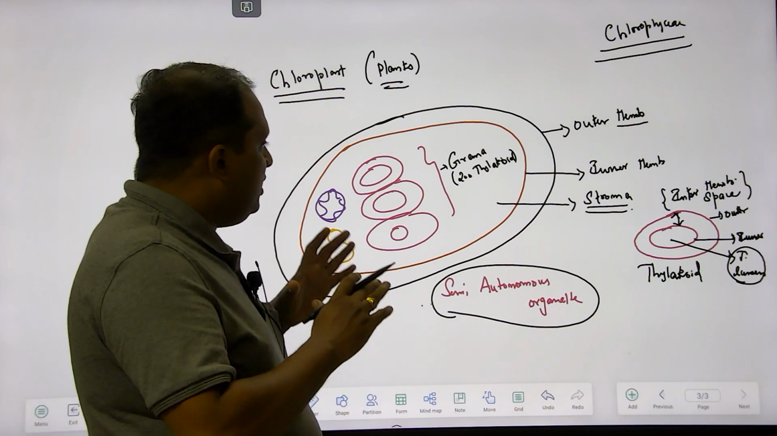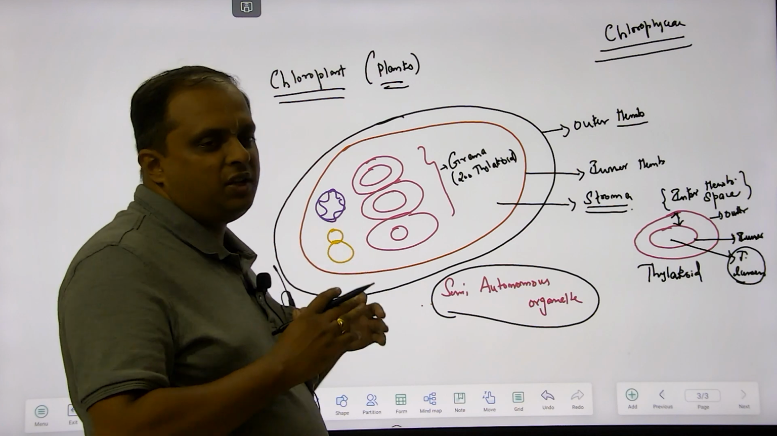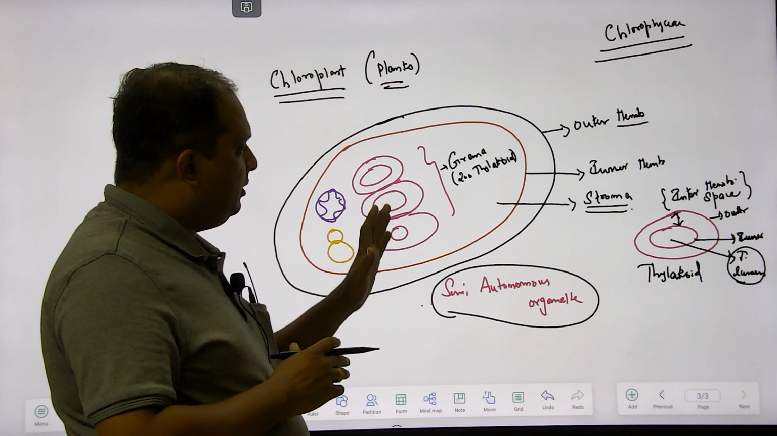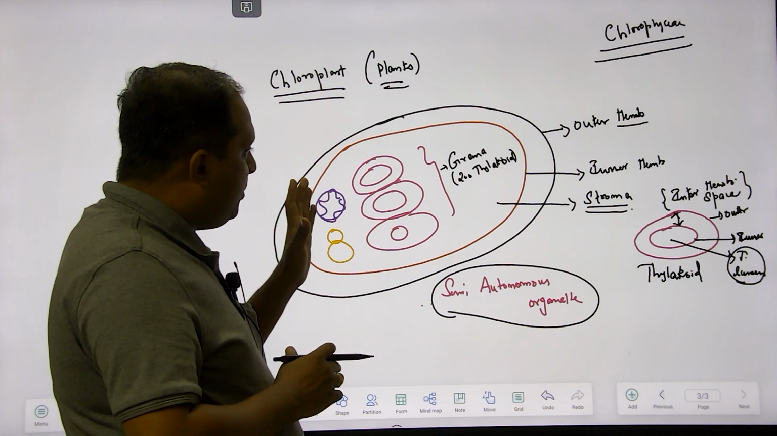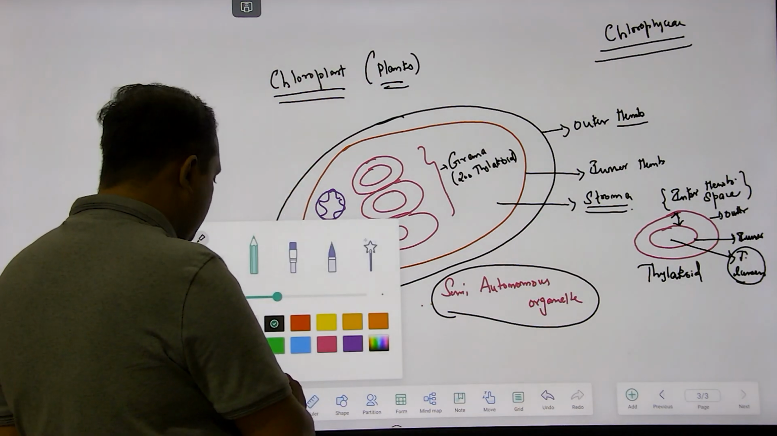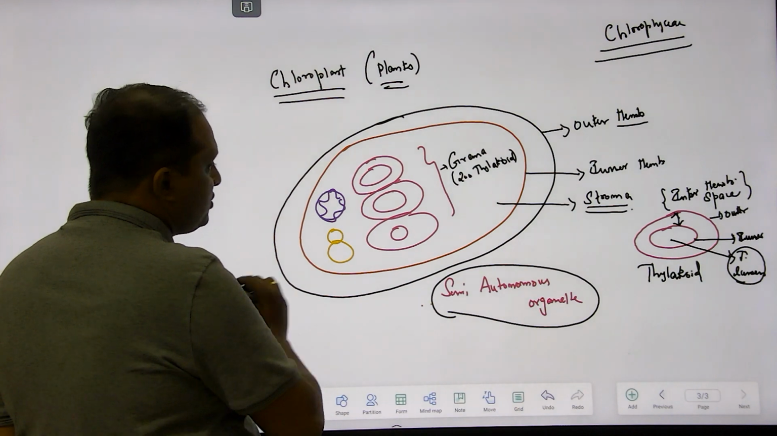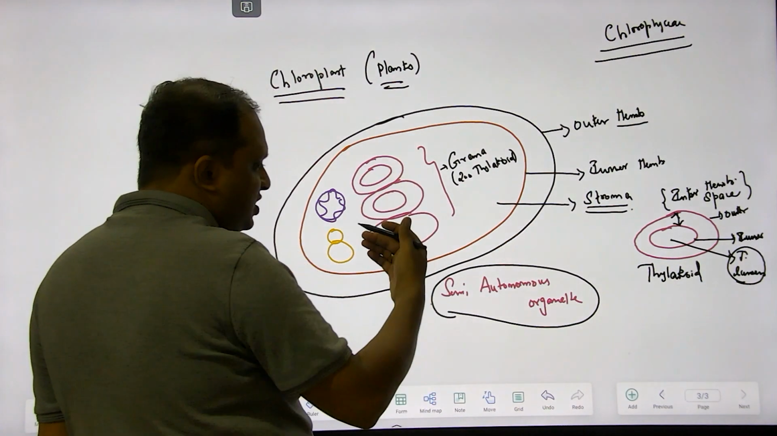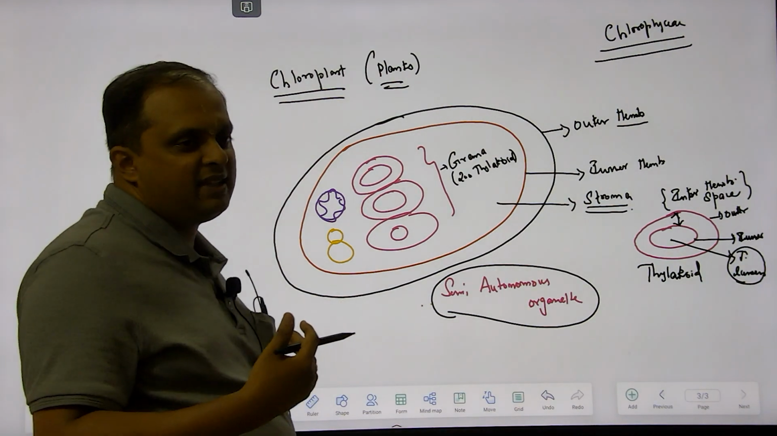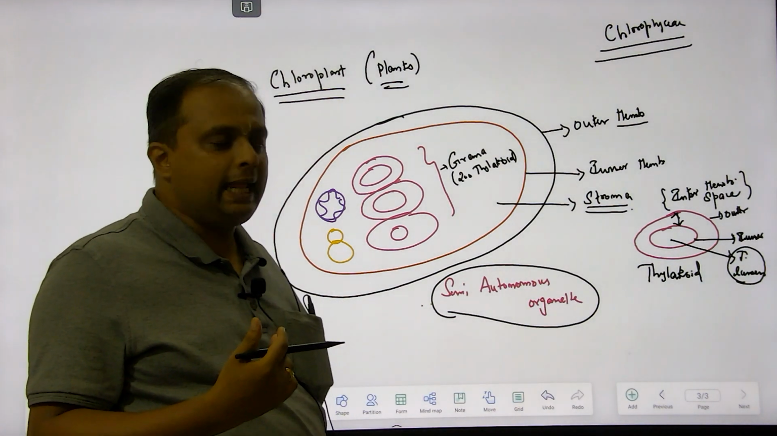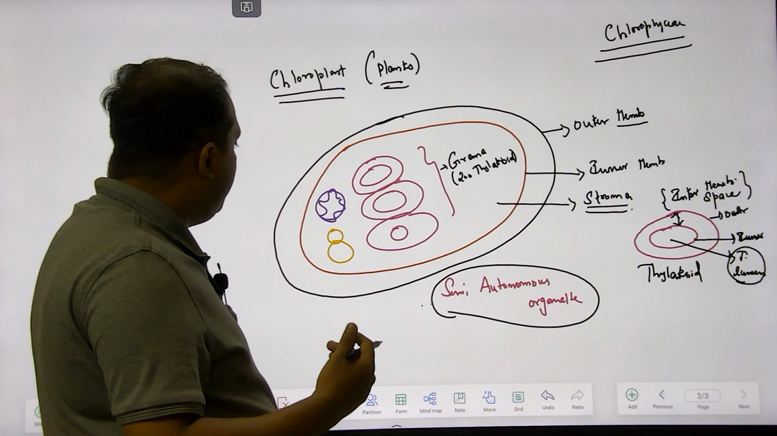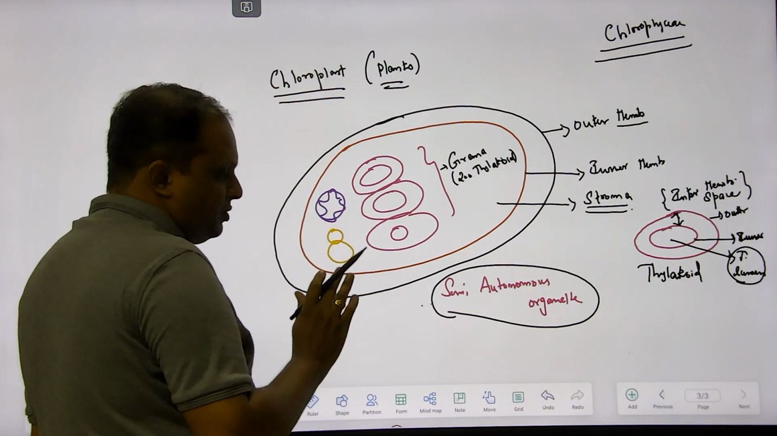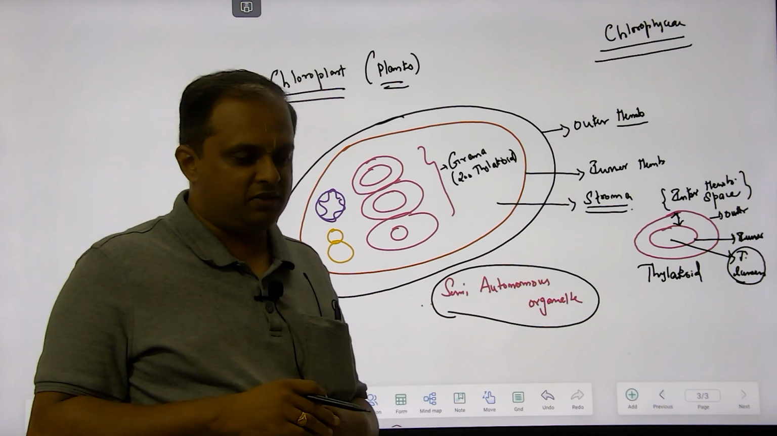Friends, this is the final structure of a chloroplast. Outer membrane, inner membrane, and the inner part is called the matrix. There is stroma, which has thylakoids, and a stacking of thylakoids is what we refer to as grana. And it has its own double-stranded circular DNA and 70S ribosomes. Hope you are comfortable with this.